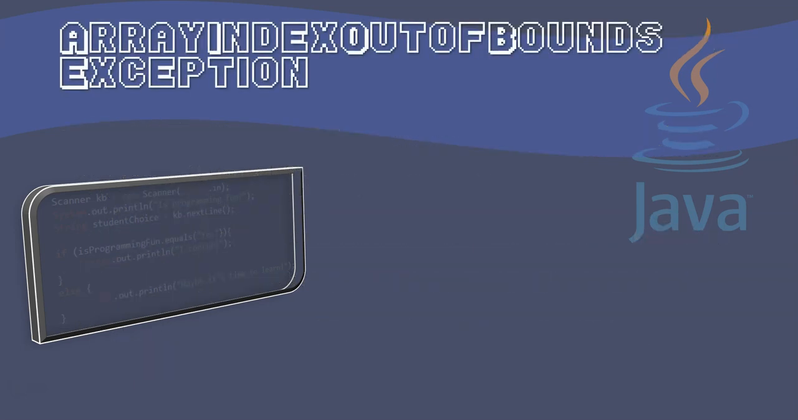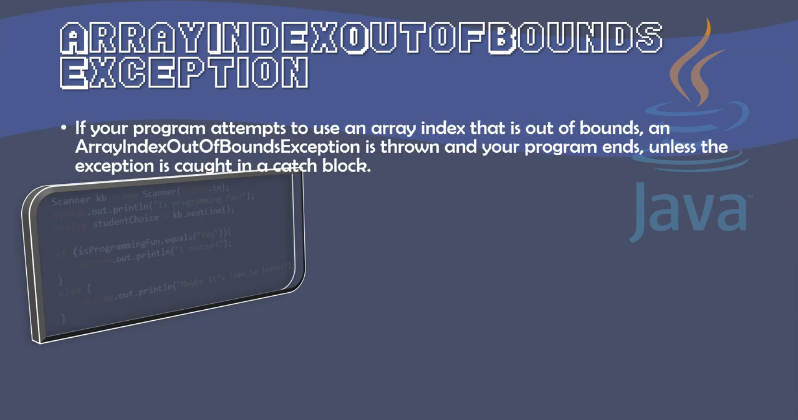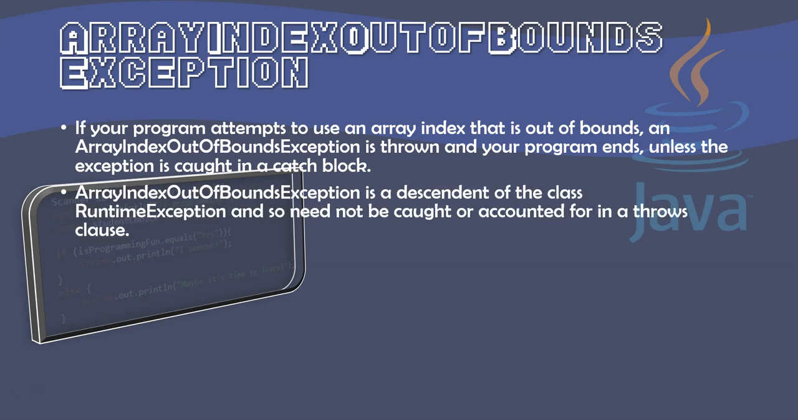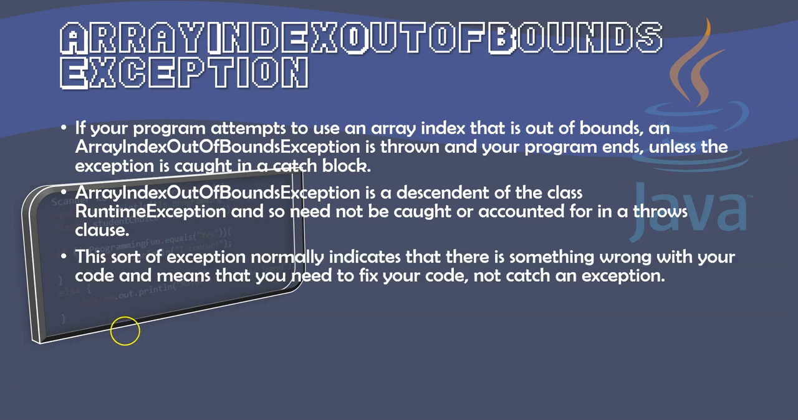The other thing we're going to look at is the ArrayIndexOutOfBoundsException. If your program attempts to use an array index that is out of bounds, an ArrayIndexOutOfBoundsException is thrown and your program ends, unless that exception is caught in a catch block. ArrayIndexOutOfBoundsException, of course, is a descendant of the class RuntimeException, and so, like before, we don't have to have it caught or be accounted for with a throws clause.